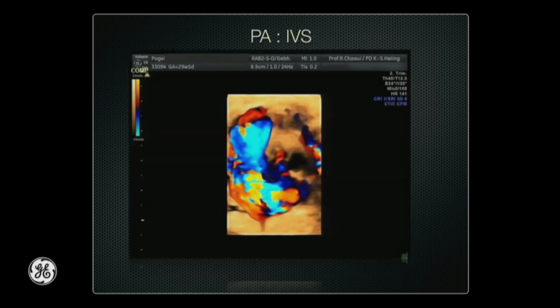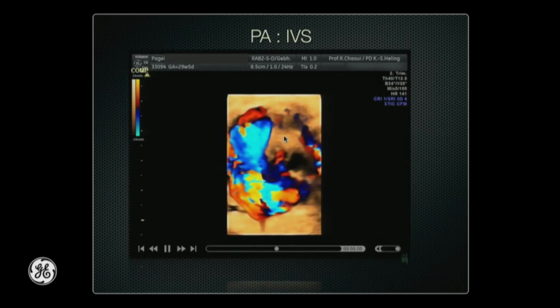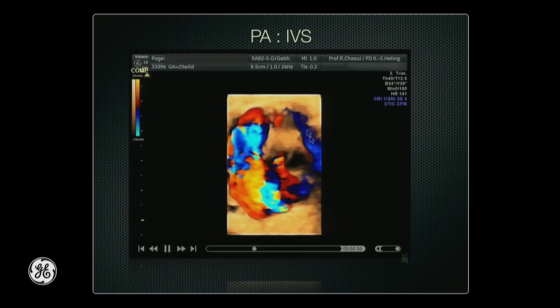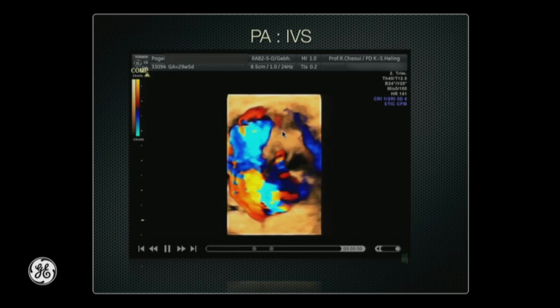And using color Doppler, we have nearly no blood flow across the tricuspid valve, only a small insufficiency. We have only blood flow on the left side, and in this case there is also a ventricular coronary fistula, and you see the blood flow in this ventricular coronary fistula too.